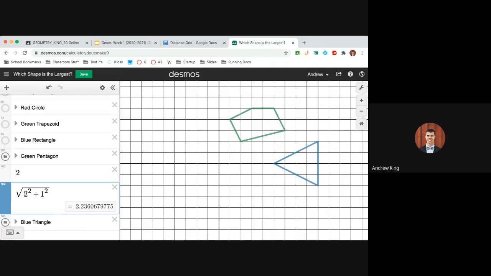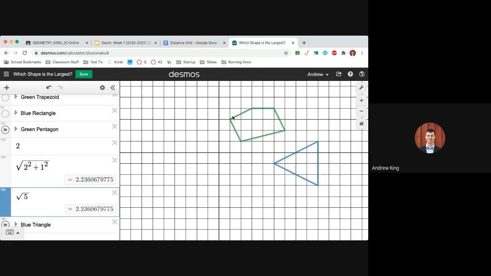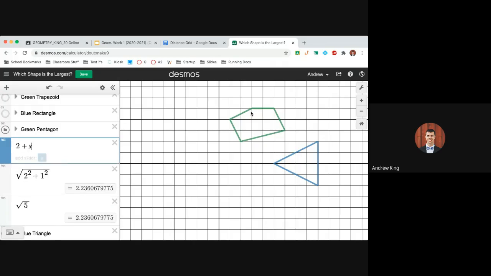Let's go ahead and do this simple calculation. 2 squared is 4, 1 squared is 1, 4 plus 1 is 5, which means this length here is the square root of 5. A little bit longer than 2 boxes, 2.23. That looks like it makes sense. So I'm going to add this original length of 2 to this length, square root of 5.